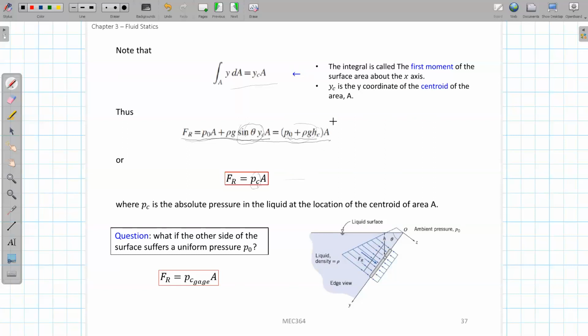So I will just stop here. Next class we will try to finish this analysis. Remember that right now we have only found the resultant force. We still do not know where the center point of this pressure force will be. I can tell you that the center of pressure is not at the centroid location. It's at some other place. So next class we will try to find that.